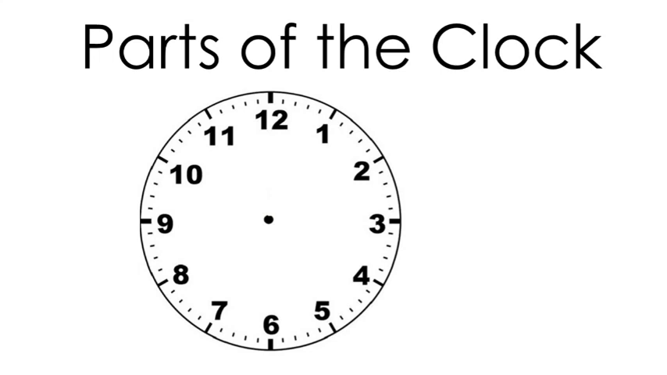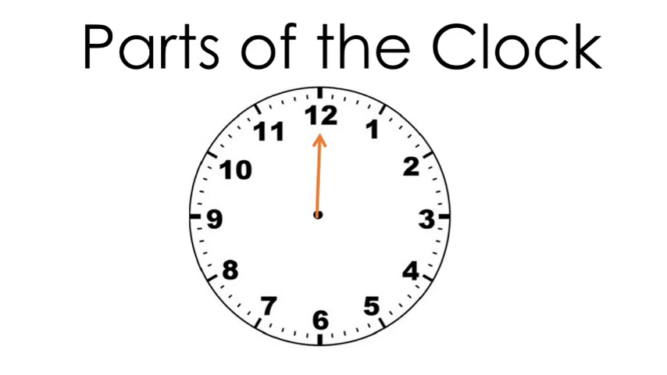The part of the clock where the numbers are is called the face of the clock. The clock has two hands. The long hand of the clock is called the minute hand. It takes the whole hour to move all the way around the clock.